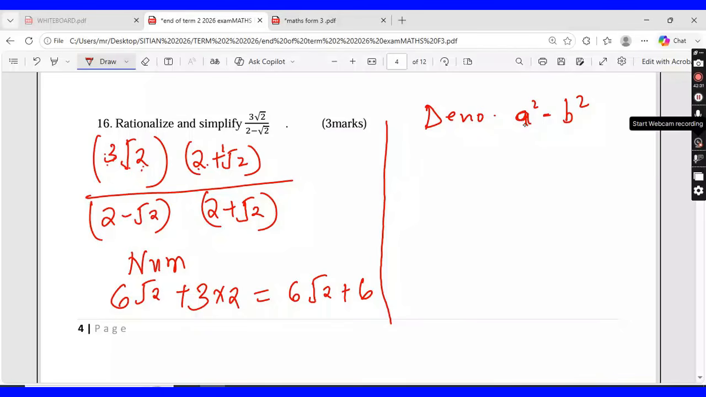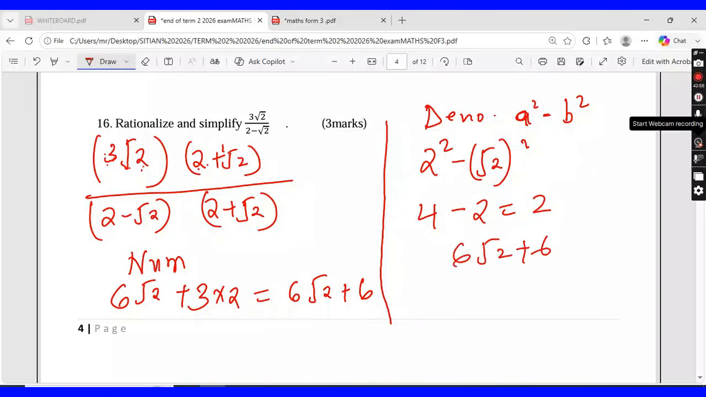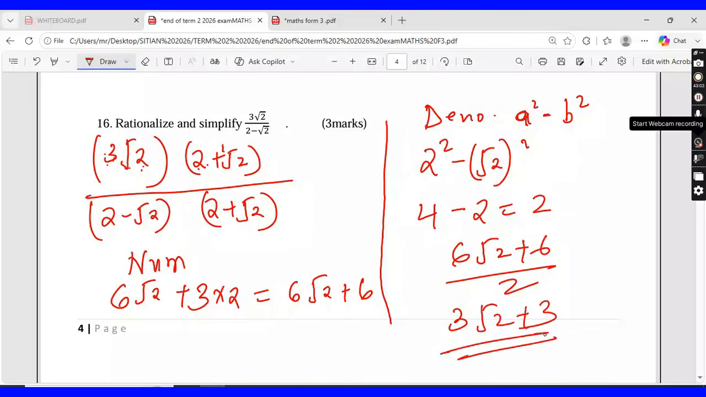So a difference of two squares. You take the first one, which is 2, you square, minus the second one, which is root 2, you square, and you are done. So this is 4 minus, when you square the square root, that square root disappears, so the denominator we will have 2. So finally we will have 6 root 2 plus 6 divided by 2. These 2 can cancel. We have 3 root 2 plus 3 as the final answer.